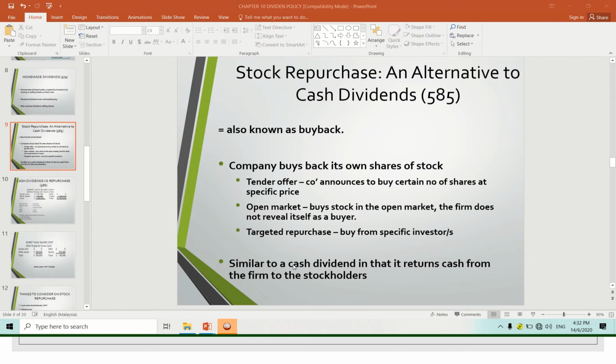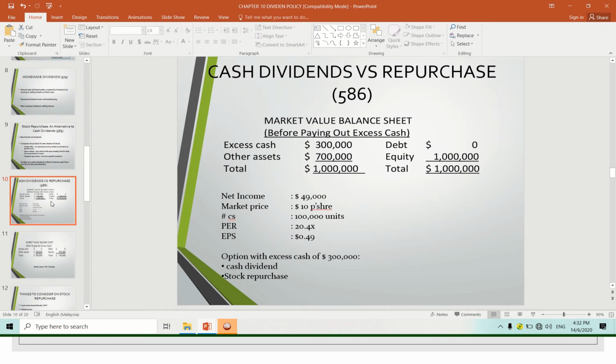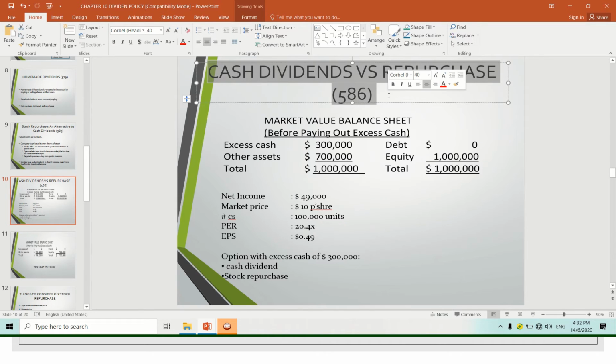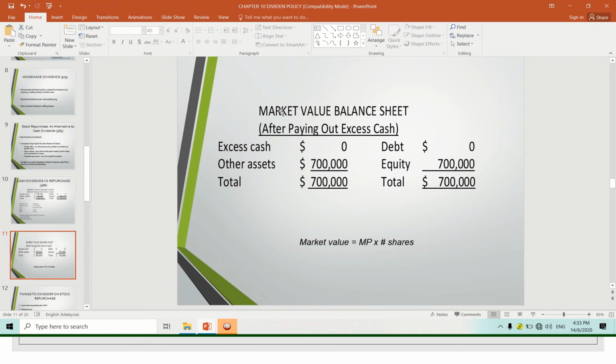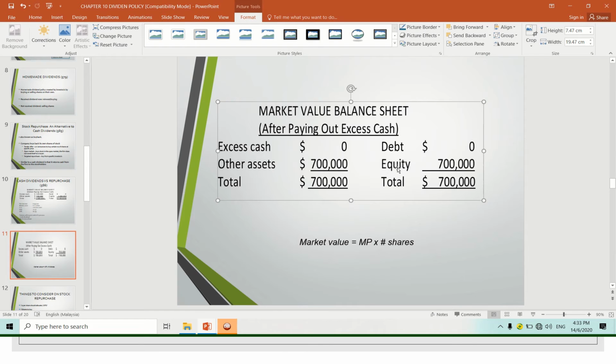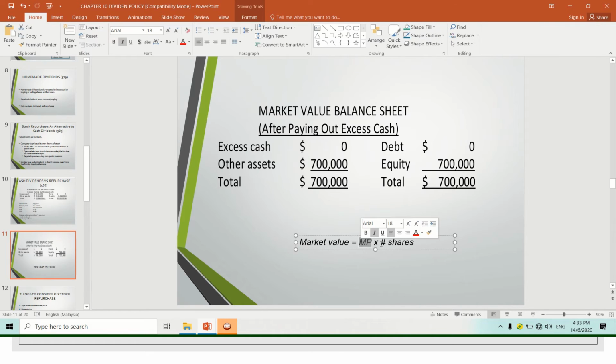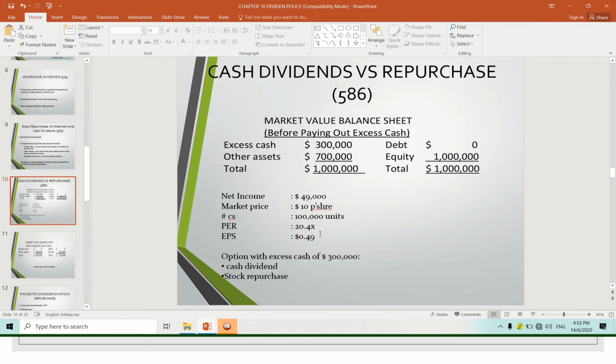So, a stock repurchase is similar to a cash dividend in that it returns cash from the firm to the stockholder. Okay. So, whether the company pays a cash dividend or does a stock repurchase, it won't affect the market value on the company's balance sheet. We are talking about market value, okay? Market value is here, this equity. The market value we get from the market price times the number of shares. This example is taken from the textbook, page 586.